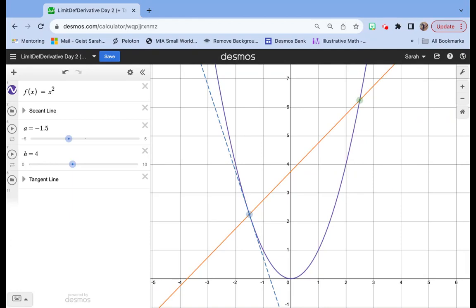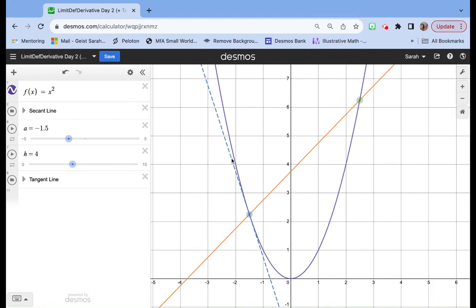Okay, so we're going to look back and think about the difference between secant lines and tangent lines. What's shown in orange here is the secant line, whereas the blue dotted line is the tangent line. So first let's talk about a secant line again.